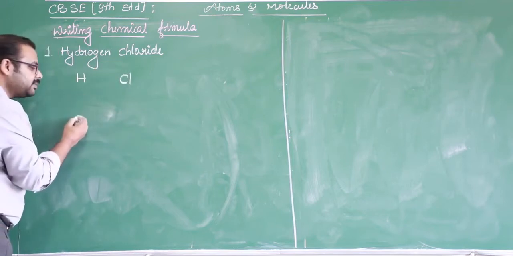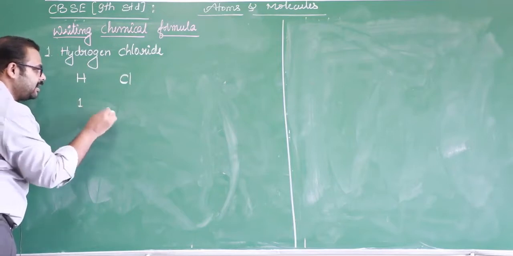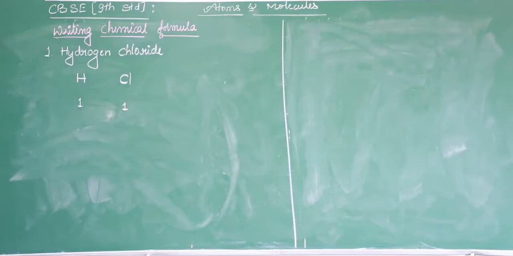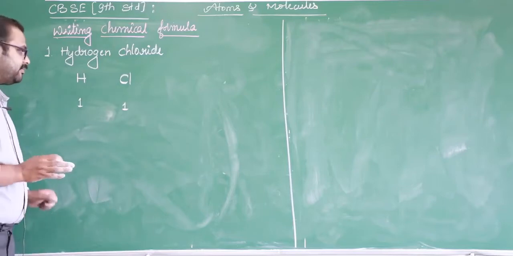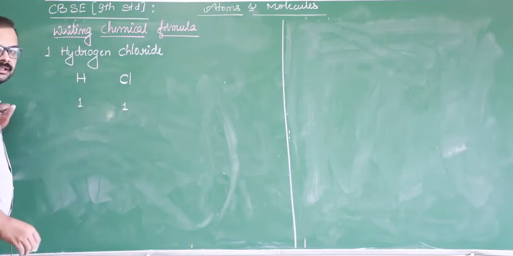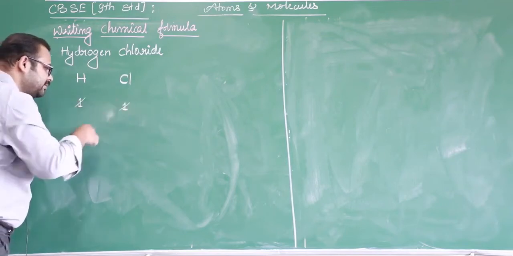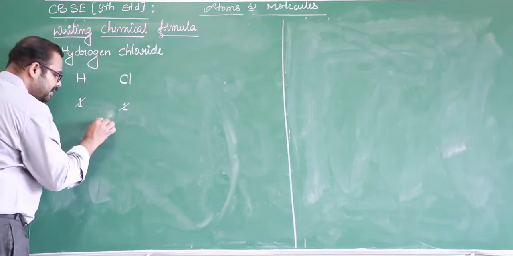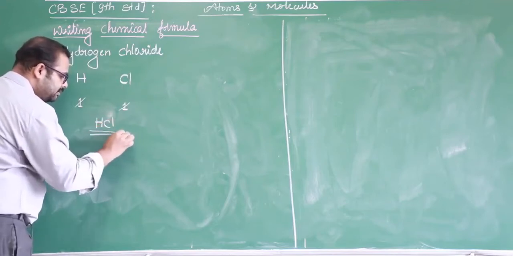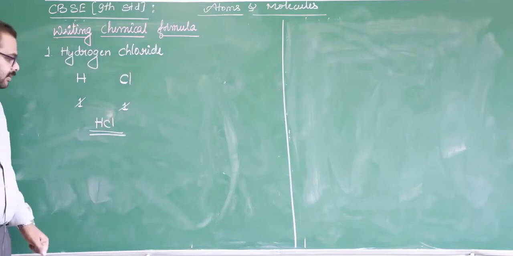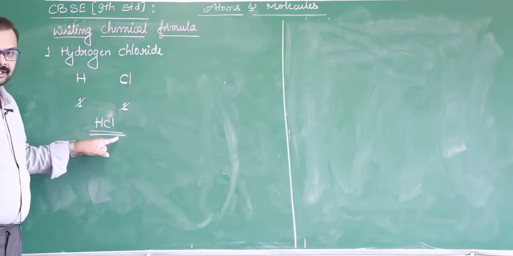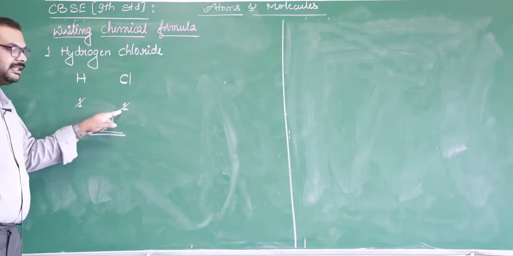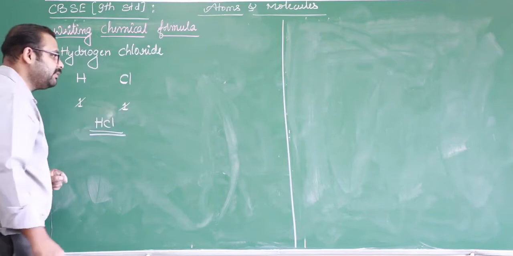The valency of hydrogen is 1 and here also the valency is 1. If both of the elements have the same valency, then they just cancel each other. Then write the elements together, HCl. So the formula of hydrogen chloride is HCl. Similarly, if it is 2 and 2, then again they just cancel each other. Let's see one example.